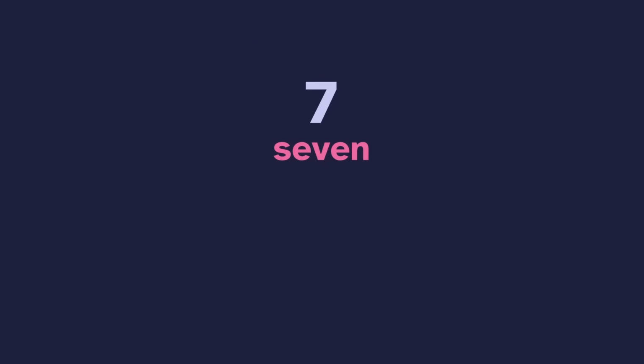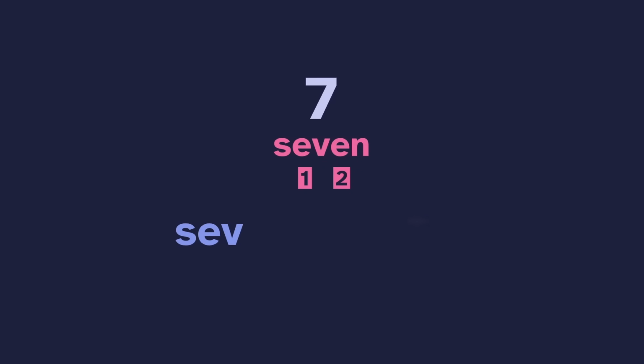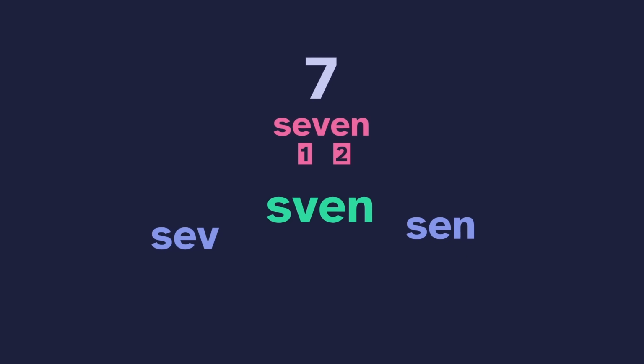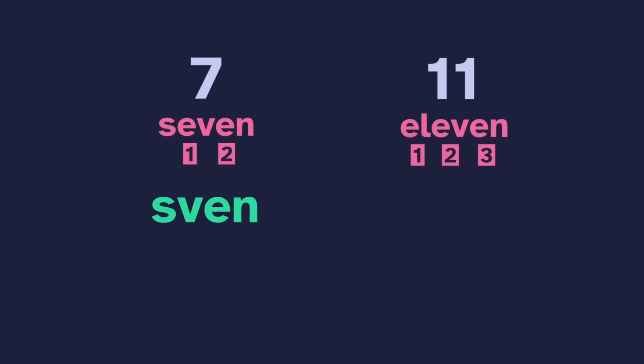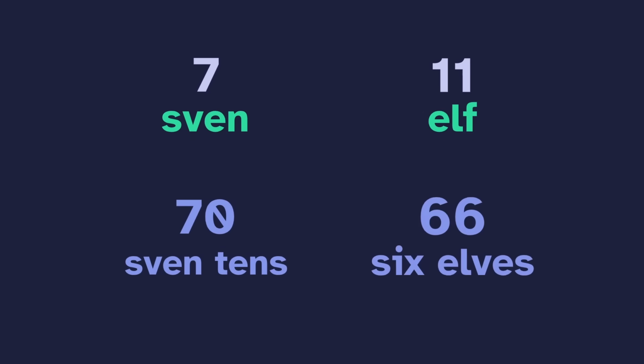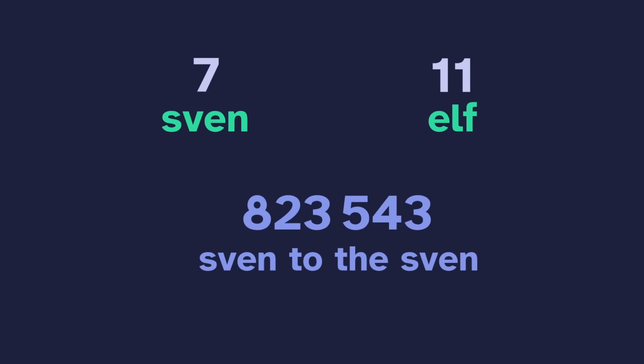We were also told to shorten 7, since it's the only single digit with multiple sillies. People suggested we call it Sev or Sen, but I say we call it Sven. Okay. And while we're at it, let's update 11. Afrikaans, Dutch, and German all call it Elf. So let's use that too. Now we have numbers like Sven 10s and 6 Elves. And Sven to the Sven.